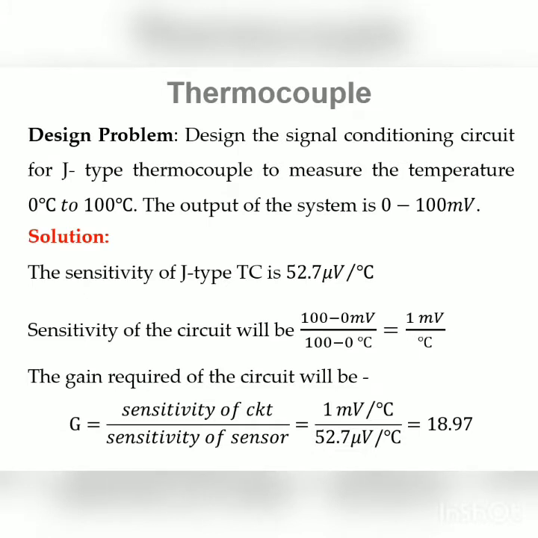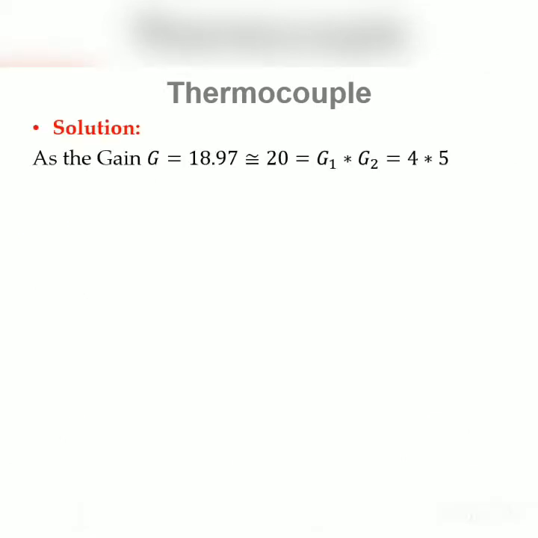Now, the gain of the complete signal conditioning circuit, G, is equal to the sensitivity of the circuit divided by the sensitivity of the sensor, which is 1 millivolt per degree Celsius divided by 52.7 microvolt per degree Celsius, and it comes to 18.97.